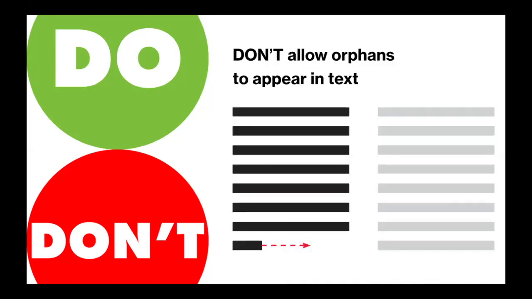Don't allow orphans to appear in the text. And see, I've got it. Orphans are on the bottom. So I did have them switched a while ago. It's one of those things that people know what they are and they can recognize them, but sometimes the words evade them. So that is an orphan, a word by itself on a line at the end of a paragraph.